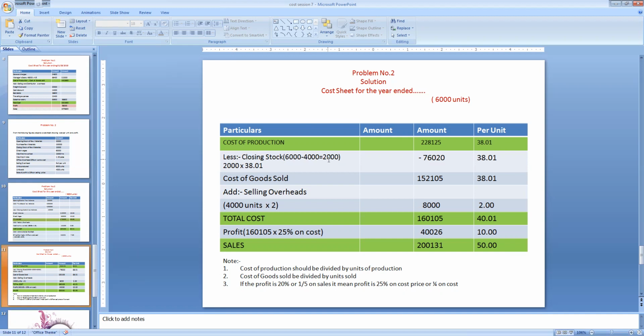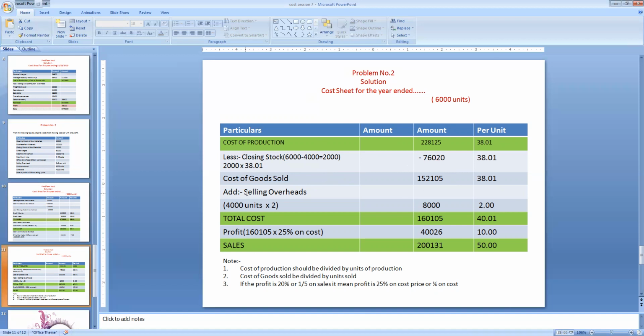The closing stock value always has to be calculated with the help of the cost of production per unit. That is 2,000 into the cost of production per unit of 38 rupees 1 paisa. So 2,000 into 38.01 comes to 76,020 rupees. It has to be deducted, and we get the cost of goods sold, that is 1,52,105. Here the per unit value will be 38.01. Therefore the cost of goods sold and cost of production per unit will be the same here.